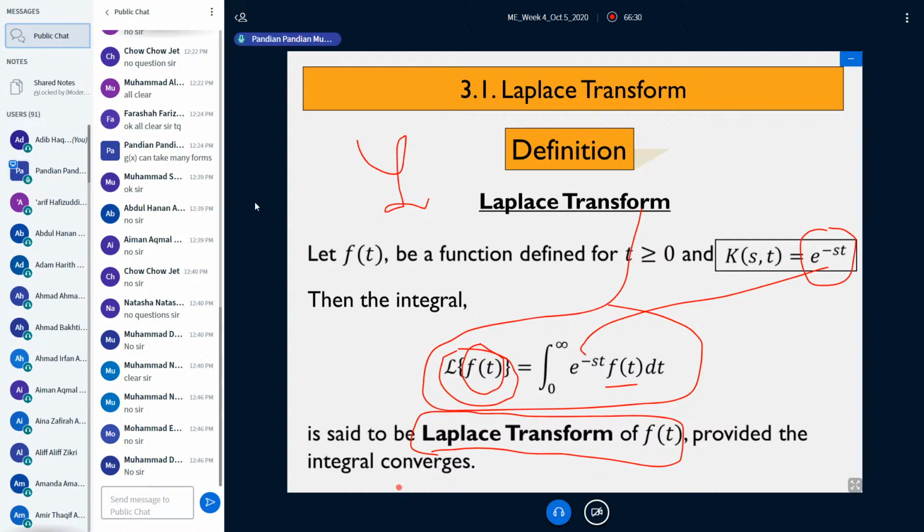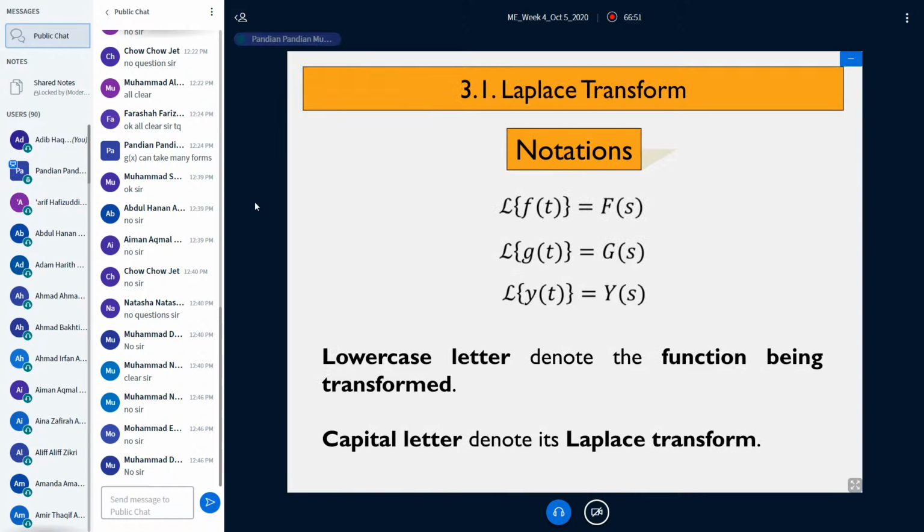And provided the integral converges, that means this right-hand side exists. So when you integrate e power minus st f(t) dt, from 0 to infinity, you get the answer. That is the meaning. So the answer for this will be Laplace of f(t). So what is f(t)? That is what you want to explore now. The f(t) will be given one by one later on, so you've got to wait for a while. We will give you the f(t).